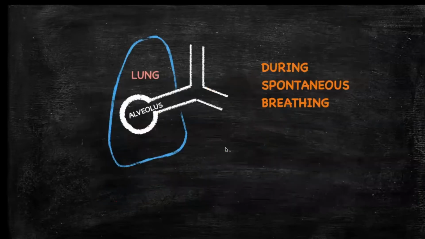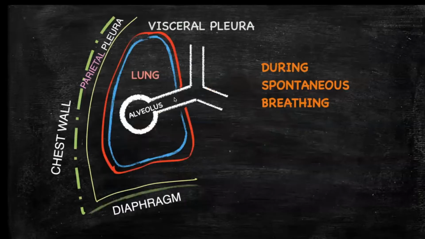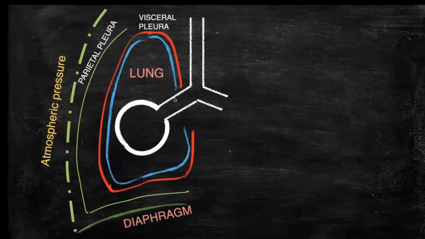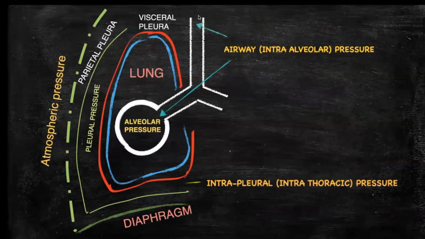Now, during spontaneous breathing, when the patient is not intubated, the patient is spontaneously breathing, we can see the schematic presentation of the lung. This is the major airways, trachea, bronchi, and this is the alveolus. This is just a cartoon schematic representation. This is the visceral pleura. This is the parietal pleura. This is the chest wall, and this is the diaphragm. So normally, this is the intra-alveolar pressure, the pressure inside the alveoli, and it usually equilibrates with the atmospheric pressure at the end of inspiration as well as at the end of expiration. The alveolar pressure becomes equal to the atmospheric pressure.